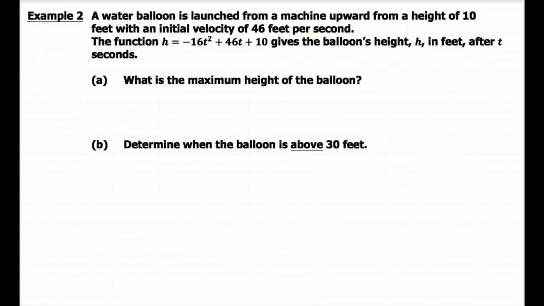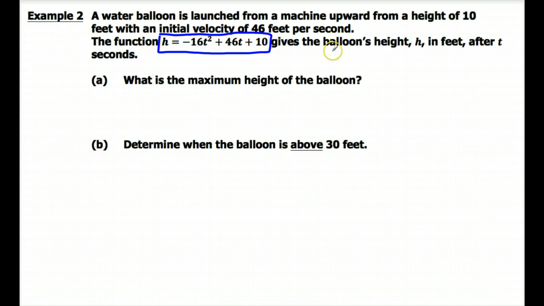Okay, let's go on to number 2. This one is a 2-part problem. It says a water balloon is launched from a machine upward from a height of 10 feet with an initial velocity of 46 feet per second. And so that 10 and that 46 I've taken and put them in this equation for you.